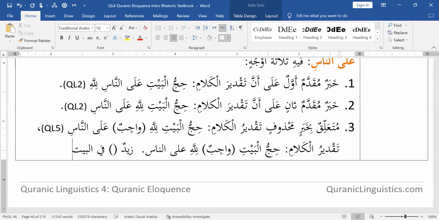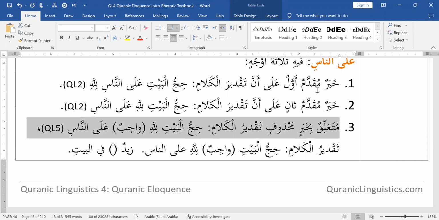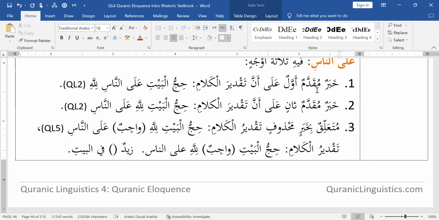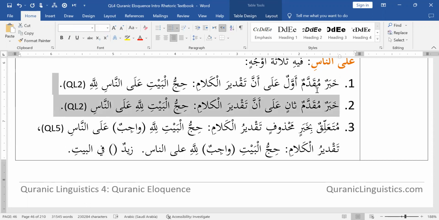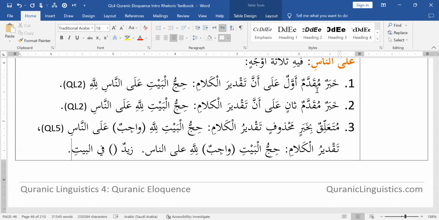Zaydun fil bayt. According to this advanced understanding, fil bayt is not the khabar, but according to a simpler understanding, a QL2 level understanding, both understandings are valid. Okay, both are completely valid. But if you want to be more technically and academically precise, this advanced understanding, of course, is more precise. So if you look at a sentence like Zaydun fil bayt, according to the beginner level understanding, fil bayt is khabar, that's it, move on. It's shibul jumla khabar, that's it, move on, nothing else to discuss here.